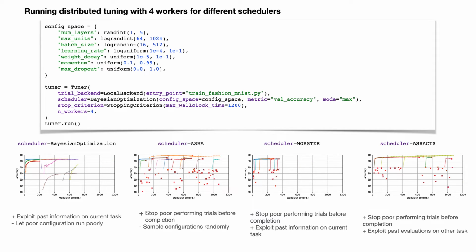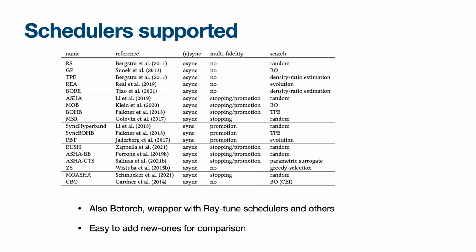As you can see here, these methods learn from the start which hyperparameters are good and bad, and exploit that after learning from previous tasks. We also support lots of other schedulers. You can check our paper to know more about them or to see the experimental performance comparison.